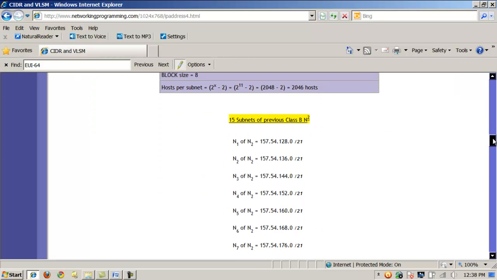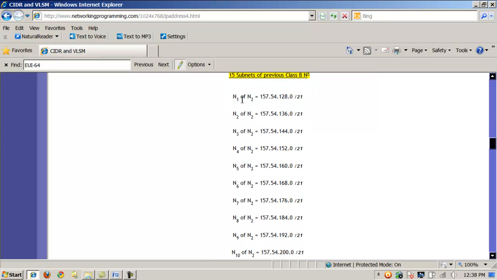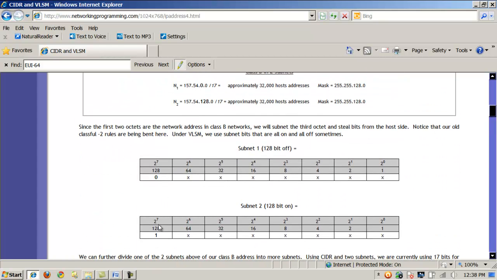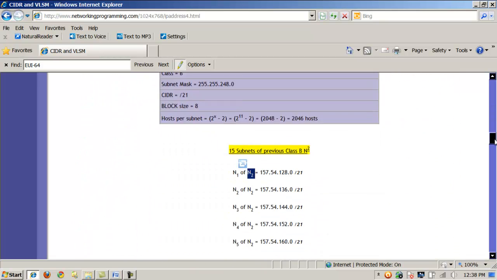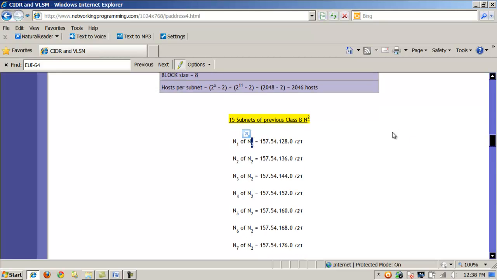And then let's look at what we have achieved here, or let's look at what the actual subnets would be. So network 1, in other words, the first subnet of subnet 2, because we first split the address into 2 subnets up here, remember, 128-bit off, 128-bit on, and we're subnetting this subnet, the 128-bit on. I'm trying to say this in the least confusing way possible. I'm not trying to overuse the word subnetting, but that's what we're doing. We're subnetting a subnet of a subnet or network.